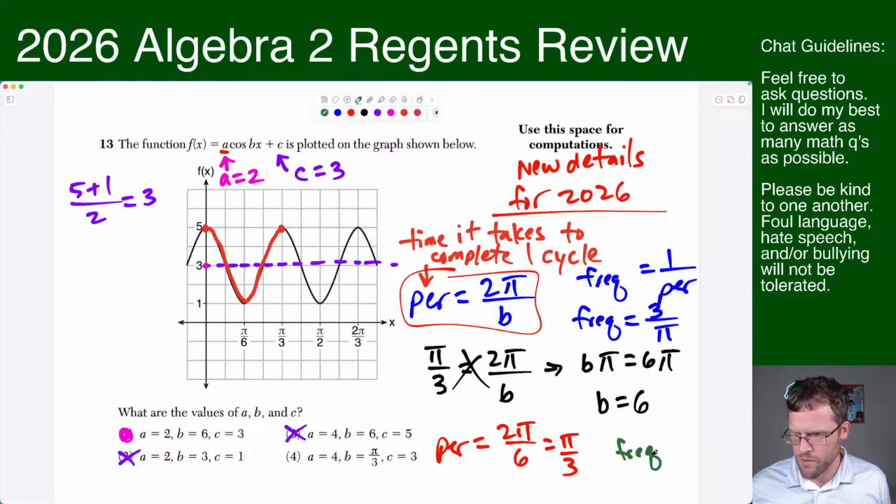Let me just fix this. Frequency, they could say 6 cycles every 2 pi. So if I simplify the period to pi over 3, then I could say frequency is 3 over pi, but that means the graph would complete 6 cycles over a span of 2 pi.